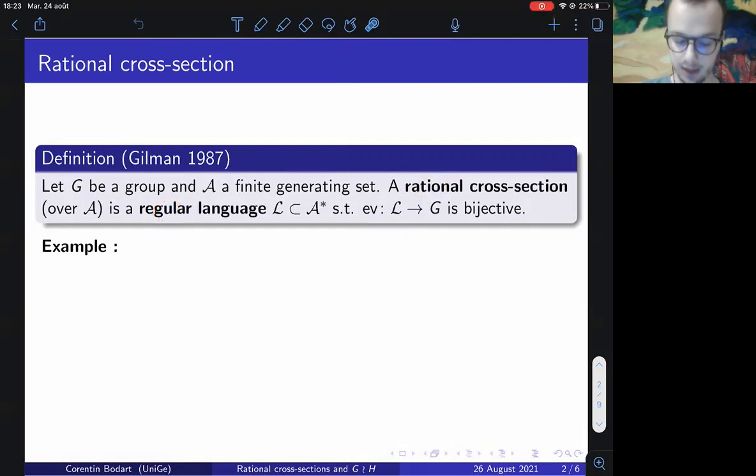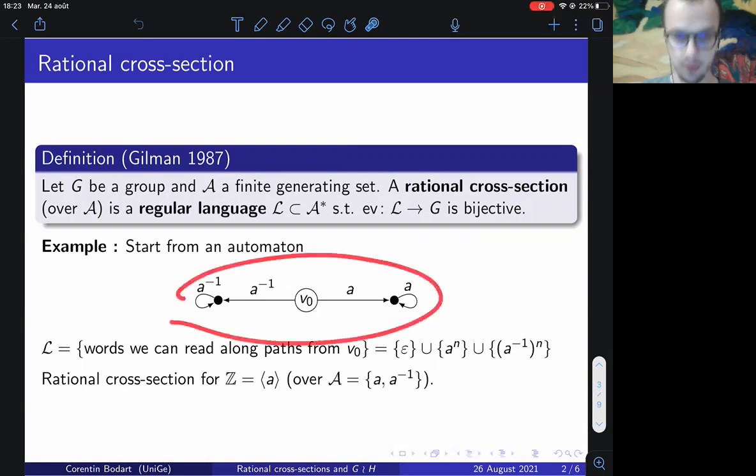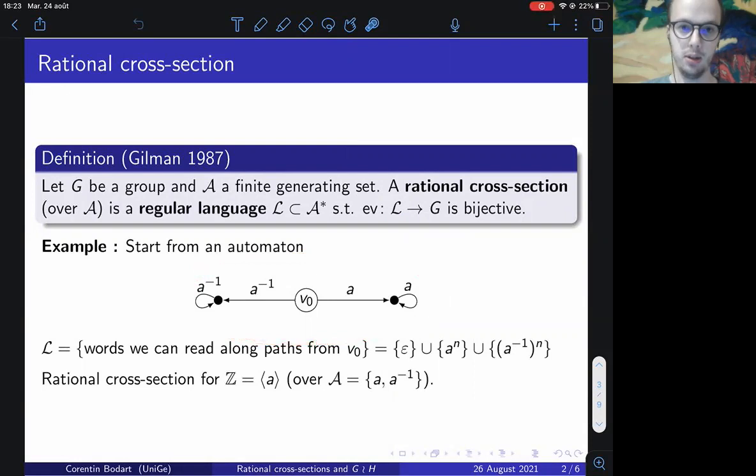So I'll try to give a fair idea of what a regular language is using this example. You should start with an automaton, that is a finite graph with some preferred vertex v0, and then a bunch of edges oriented and labeled by elements in A. To each such automaton, you can associate the set of words that you can read along a directed path starting at v0. So that's a typical regular language.